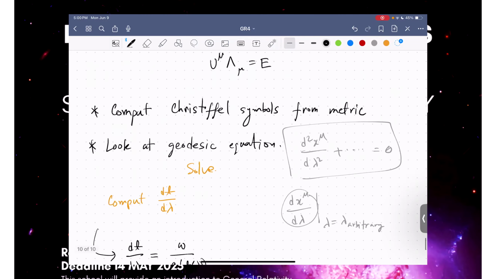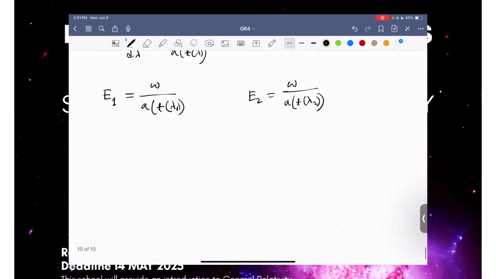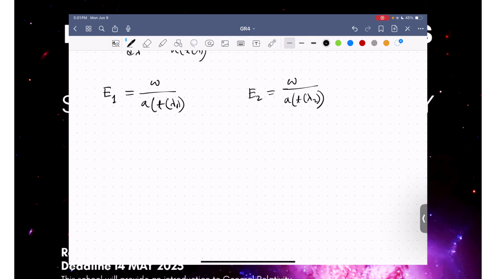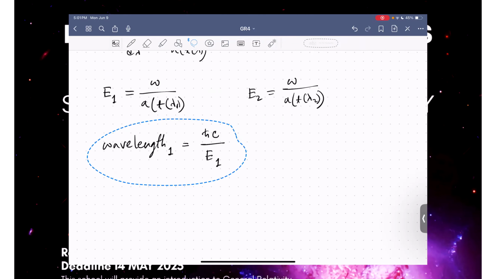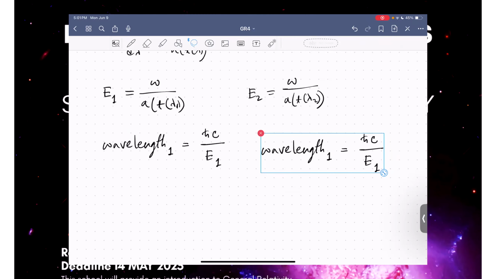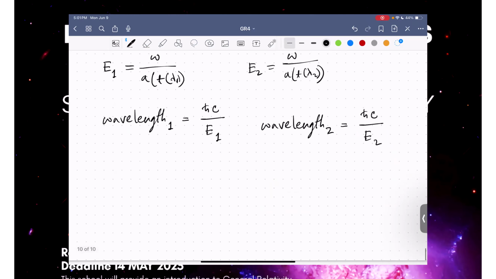Unfortunately, I shouldn't have used lambda because lambda is usually reserved for the wavelength. Okay, so let me use something else for the wavelength. Actually, I'm just going to write wavelength. So wavelength measured at 1 is equal to, recall, h bar c divided by E1. And similarly, wavelength measured at time 2 is h bar c divided by energy measured at time 2.